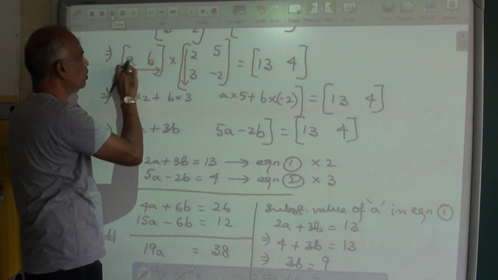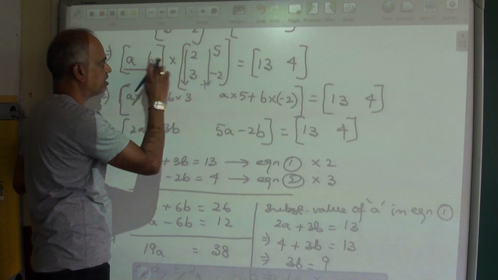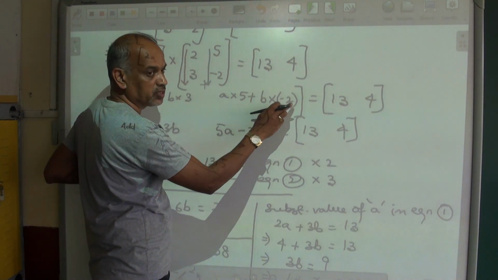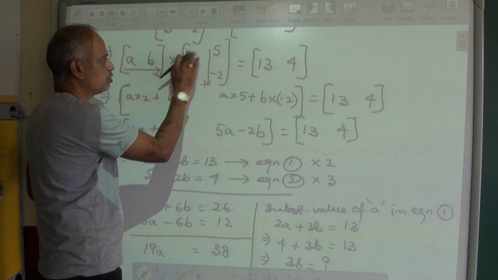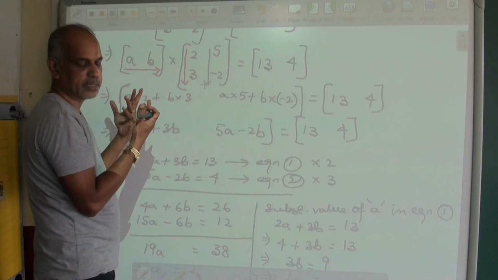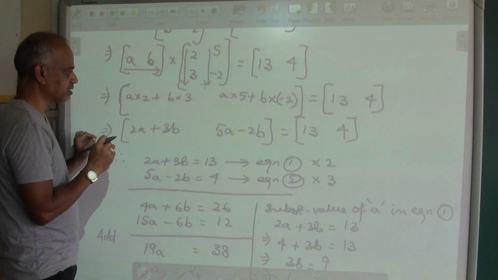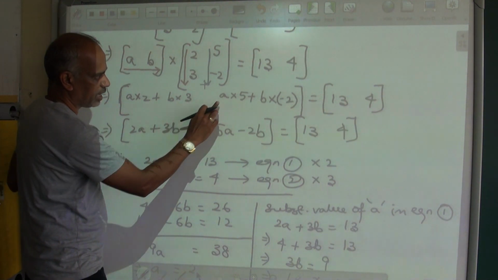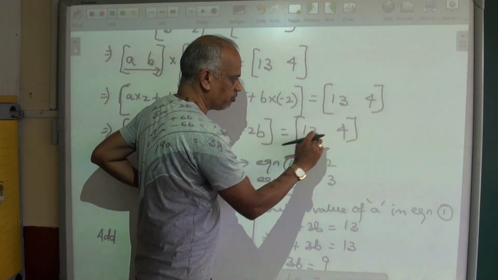Next, first row with second column you have to multiply. That means A has to be multiplied with 5, A into 5, plus B into minus 2. That's all. First row with first column is done, first row with second column is done, written the result. There is no second row. This must be equal to [13 -4]. Now simplify this. A into 2 is 2A, plus B into 3 is 3B, and this is 5A minus 2B. Should be equal to [13 -4].